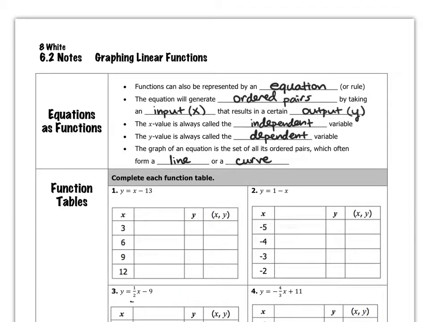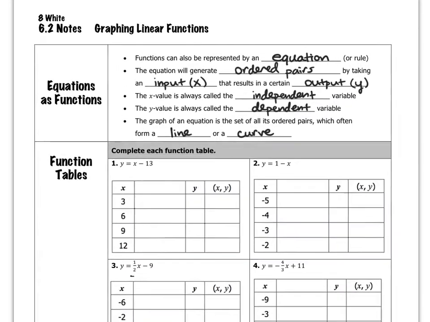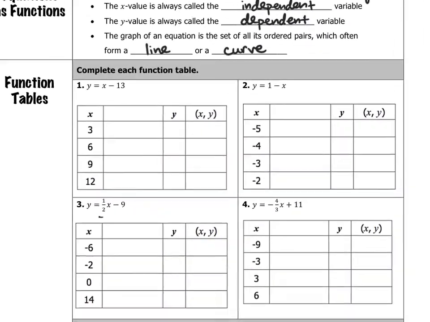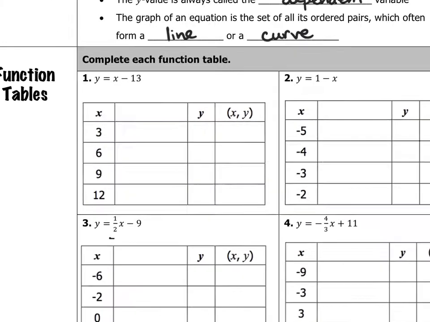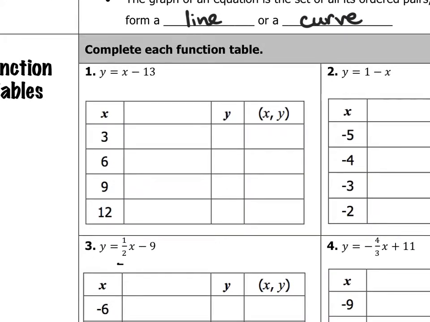So we're going to try a few problems here. On the first few examples, we're just going to complete the tables given the equation. So for number 1, I have the equation y equals x minus 13. And I've given you 4 x values, and remember these are the input values, and those values are 3, 6, 9, and 12. So I'm going to take each of these input values and substitute them in for x in my equation to get the y value.